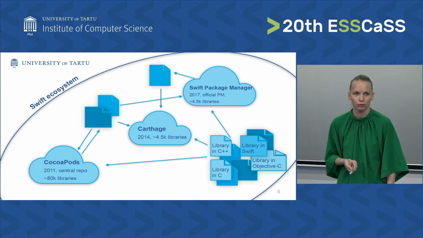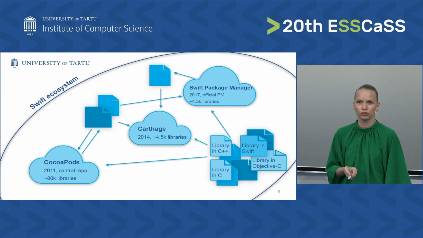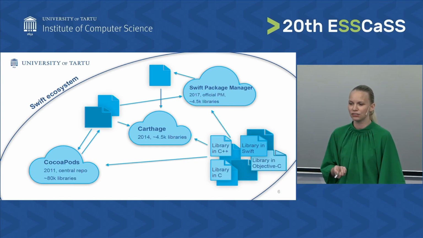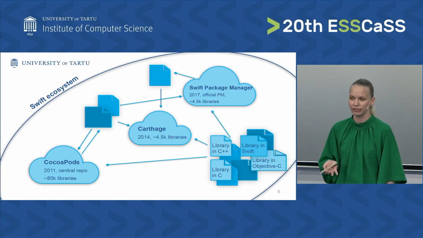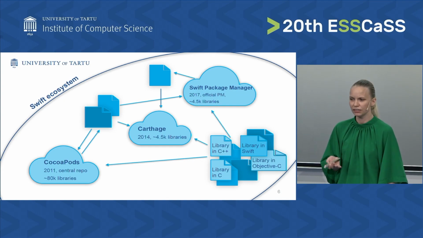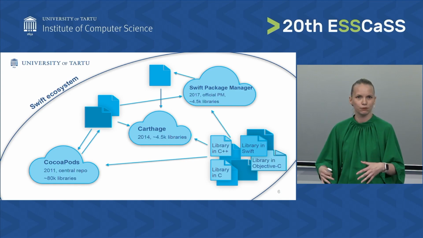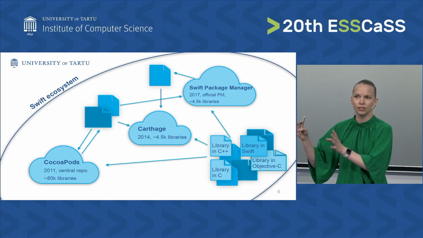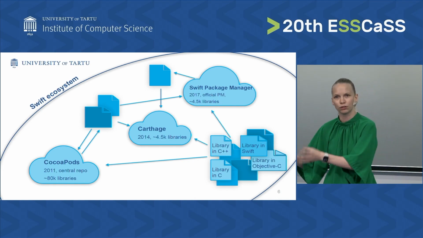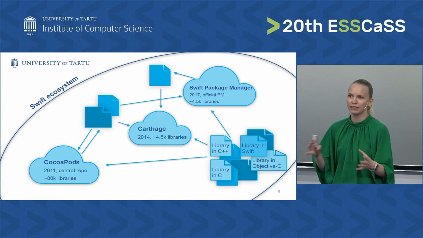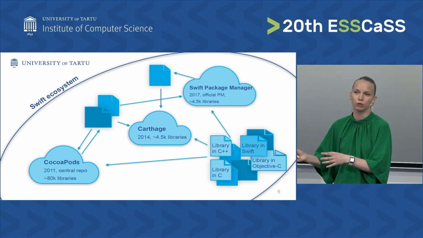CocoaPods was the first package manager. It was introduced in 2011. It has a central repository and an estimated number of 80,000 libraries in it. Then in 2014, a new package manager was released. My hypothesis is that since CocoaPods was quite heavy in the sense that if you are creating a new project that uses it, then CocoaPods generates a new project file that you have to use for your development. So you are a little bit restricted in how you're setting up your project.